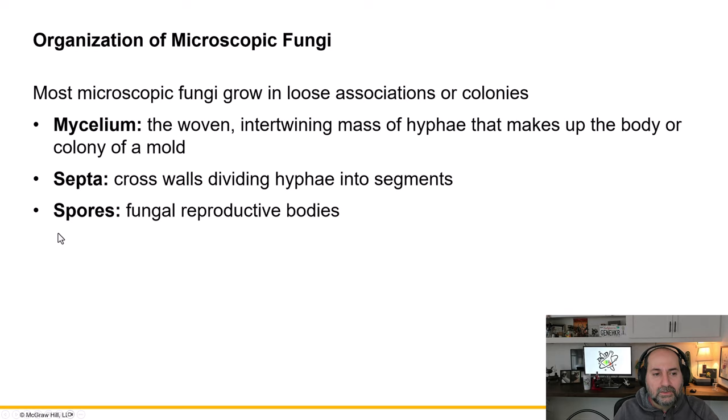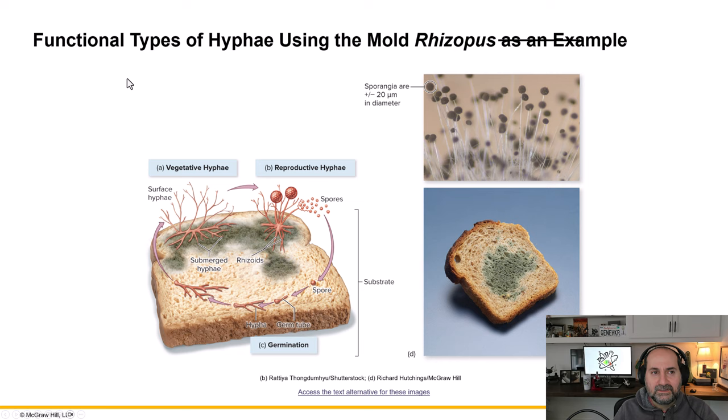Molds are also known for forming spores, not endospores. Don't mistake endospores and fungal spores. They're two completely different beasts. Endospores are highly resistant to heat and chemicals and drying out. Remember, the bacteria form endospores. Fungal spores are reproductive bodies. They're not nearly as resilient as bacterial endospores. They're mainly for reproduction. So here you can see the bread mold called Rhizopus.